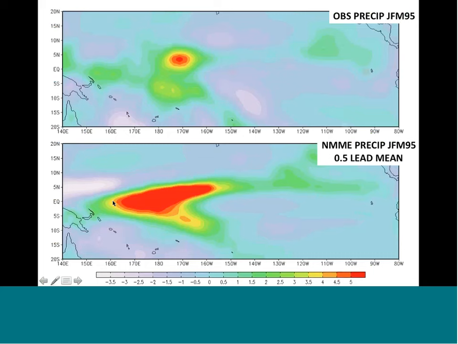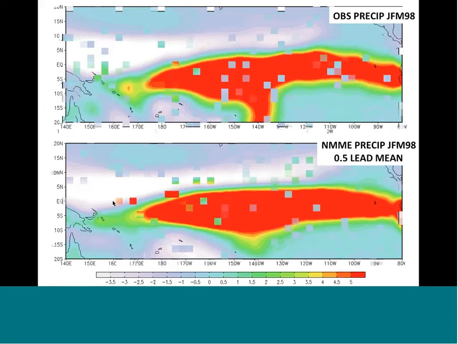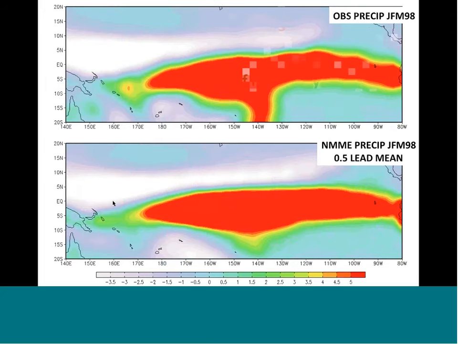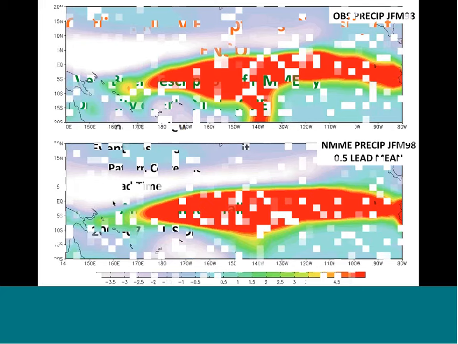Oh, then here's the rainfall signal. I did remember, so good. The next picture is the rainfall signal for JFM 98, and you can see the nice big signal, and the model's doing a fairly good job of capturing the distribution of that. Okay, so just moving on, I'm going to talk a little bit about the North American rainfall.